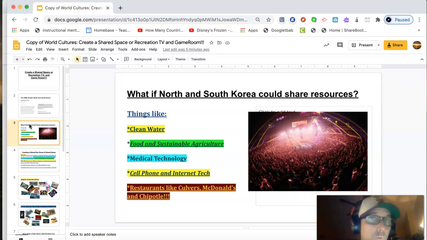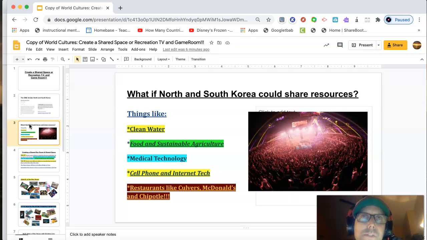Things like clean water could be shared, or good, nutritious food, or sustainable agriculture. How about sharing medical technology, or cell phone 5G, high speed internet technology? And also, what if, and these are just the restaurants I'm thinking about right at the moment: Culver's, McDonald's, Chipotle, Noodles, Panera. Pick your favorite fast food.